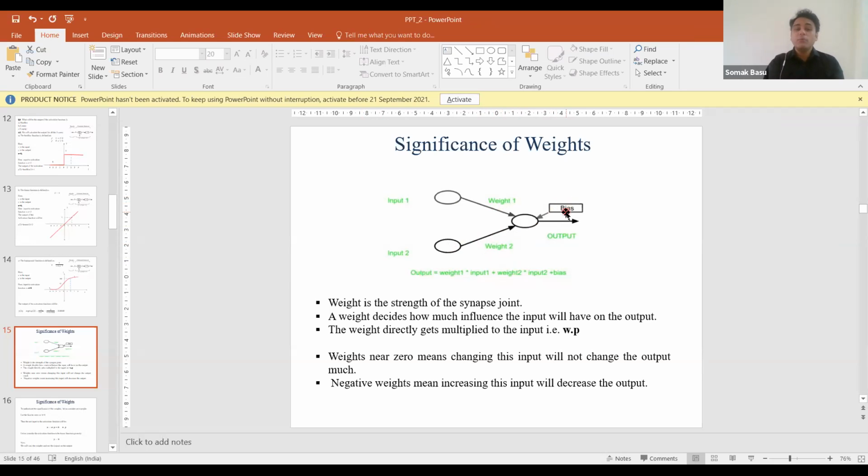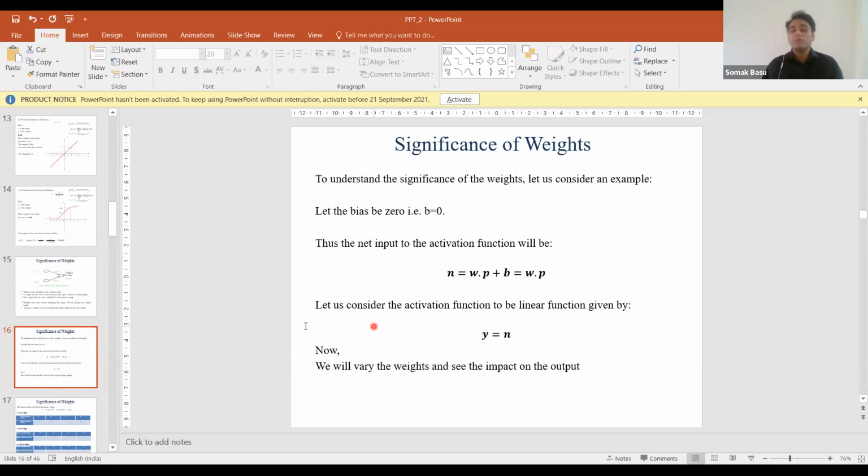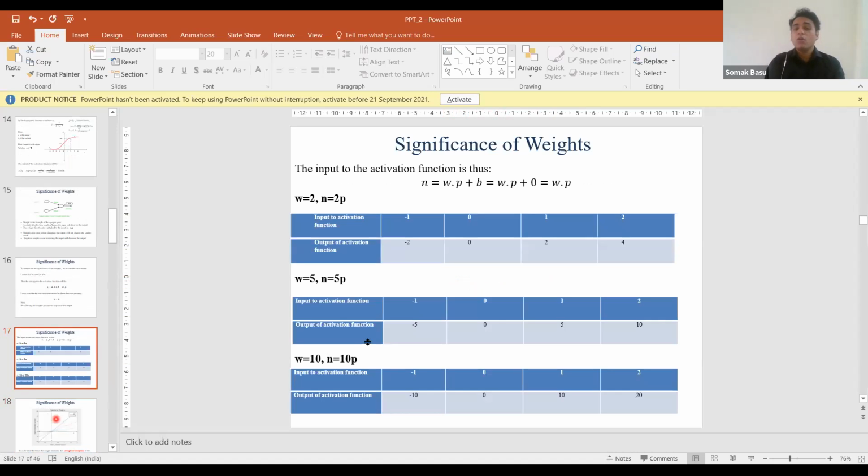And next, we'll come to what I mean by a bias. But before that, I'll try to give you one small example of the significance of weight. So we know that n is equal to w into p plus b. Let us assume just for a moment that the value of the bias is zero. In that case, n is equal to w into p itself because the value of b is zero. So let us see what it actually means. What happens in this case?